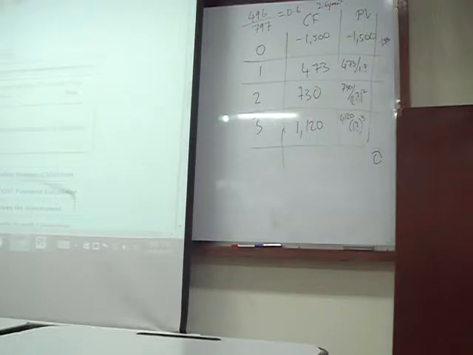I put in year 1, cash flow: cash out, cash in, cash in, cash in. Total inflow, total outflow. What is the internal rate of return which will make the NPV zero? It's going to be 11.34%.